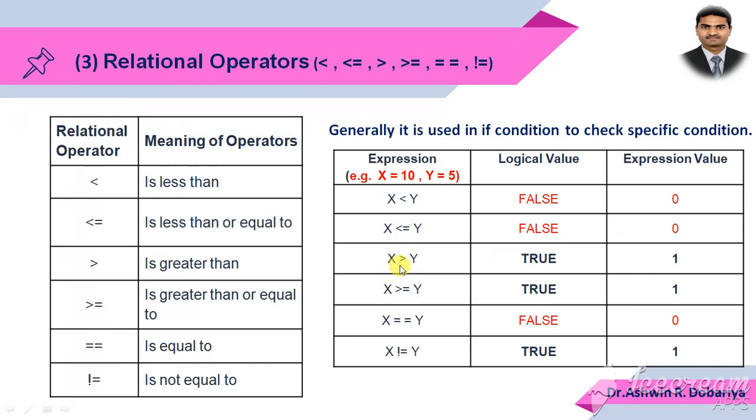Now see here x greater than y, so here the greater than operator. As per this value x is greater than y, so the logical value is true, and whenever any condition becomes true, then the expression value in number is 1. Similarly, x greater than or equal to y, yes, x is greater than or equal to y, again the logical value is true, and if true, then the value is 1. Now x is equal to y? No, both values are not the same, then it's false, and false means 0. And x not equal to y, here x is not equal to y, so the condition expression is 1.